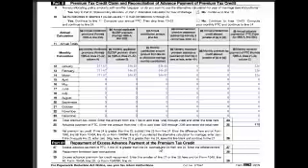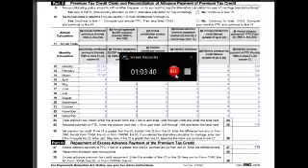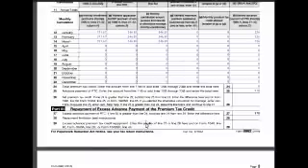Let's go to line 27. Excess payment of premium tax credit. If line 25 is greater than 24, subtract line 24 from 25. Enter the difference here. So I'm going to have 978 minus 0. That's going to give me 978. So that's what I have. In this case 25 is greater than 24.